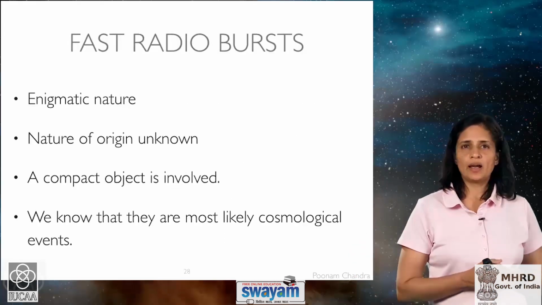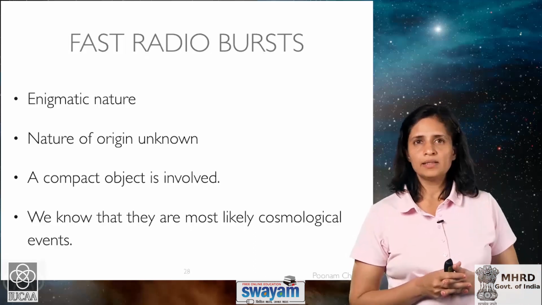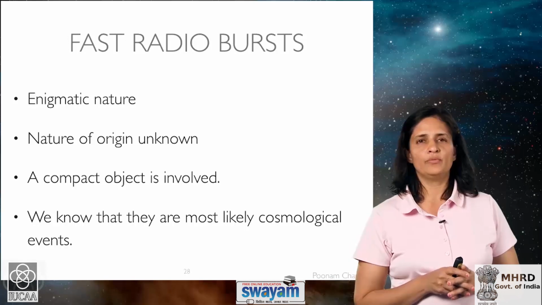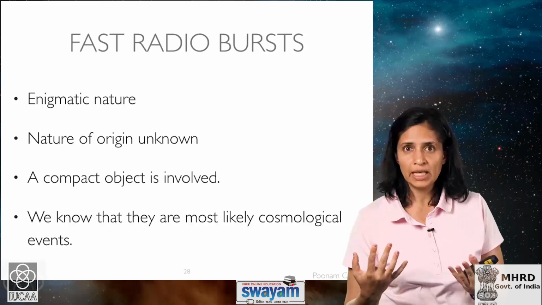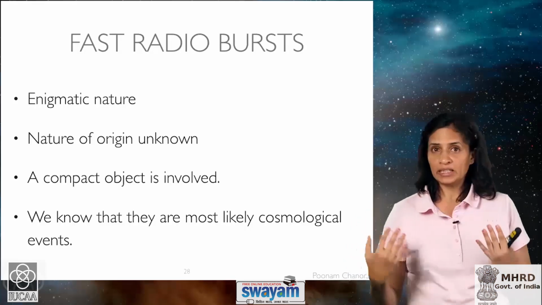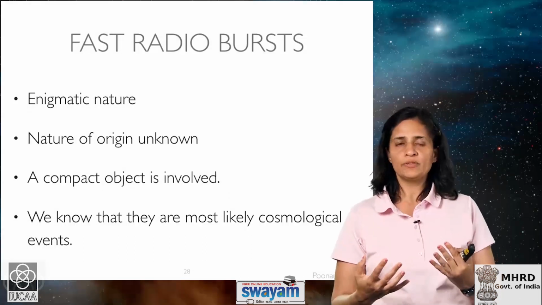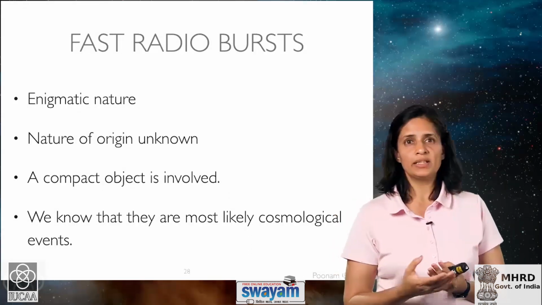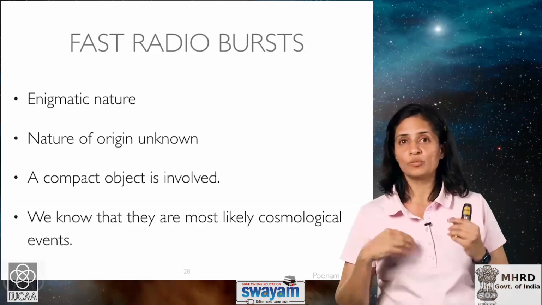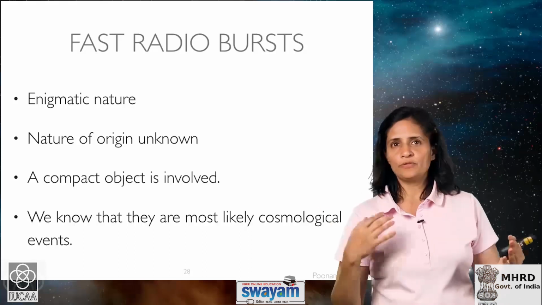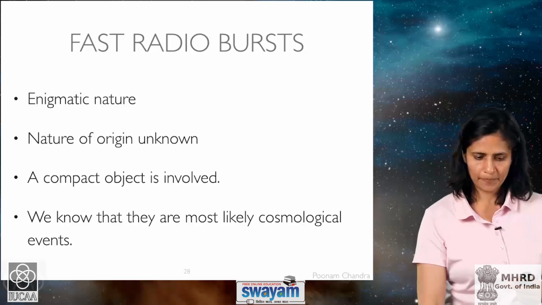Fast radio bursts, I would say, however exotic the other objects are, are the most enigmatic in nature. We think a compact object is involved because we do not know any other phenomenon in nature which can give rise to such energies. All we know from measurements with radio telescopes is that they are not in our galaxy, or I would say most likely not in our galaxy. They are cosmological events at a redshift of 0.5 to 1, and even further away.